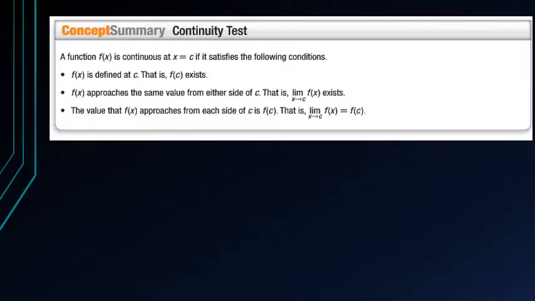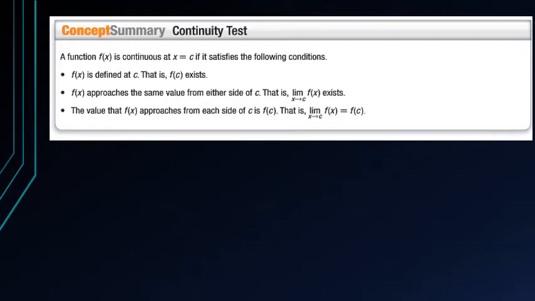Okay, one thing I want to say before we get into this continuity test about discontinuity. If a function has infinite discontinuity or jump discontinuity, we would then determine that it has non-removable discontinuities. Nothing we can do about it. It's just going to be discontinuous at that point.